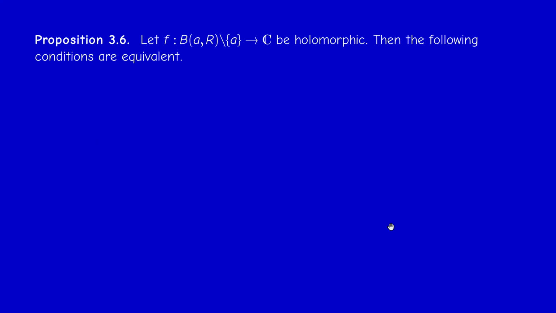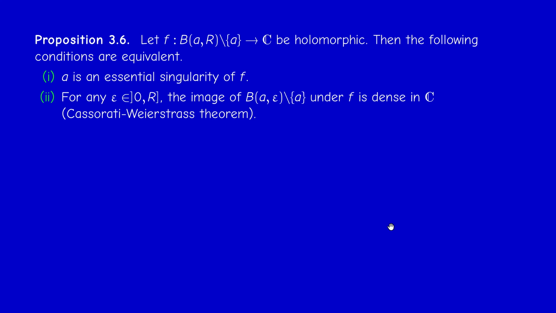And now the last result is a characterization of essential singularities. So there is an equivalence, with the same assumption about f, holomorphic on a punctured disk or an annulus. 1: a is an essential singularity. 2: the image of any punctured neighborhood of a is dense under f, dense in C. This is known as the Casorati-Weierstrass theorem. And third condition: the modulus of f has no limit as z tends to a. So, a very interesting result.